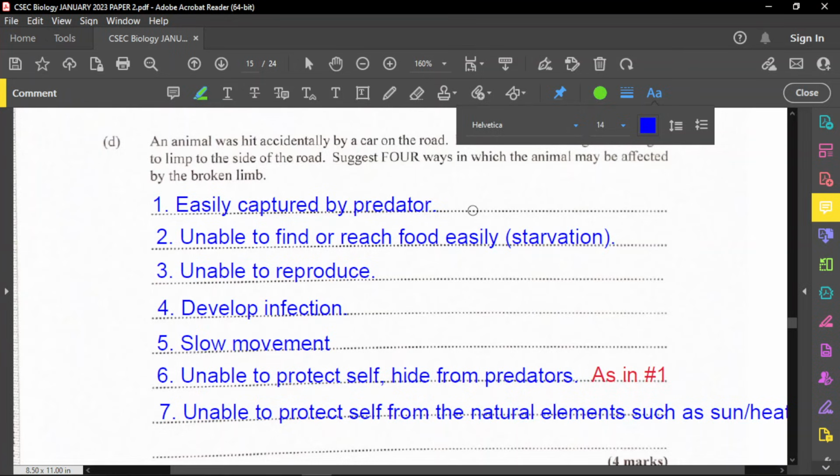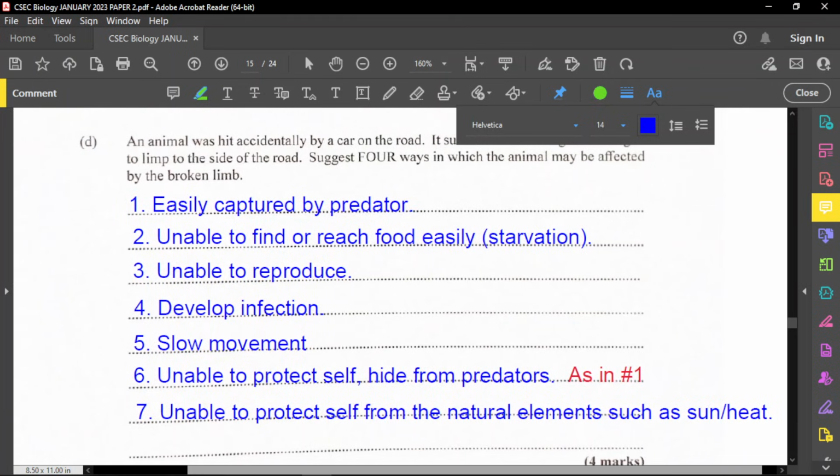And also it may develop some form of infection or disease, maybe slow in movement, and that one ties in with pretty much part 1 and options 1 and 2. Because if you're slow in movement, then you're going to be easily captured and have difficulty finding food. Also, you may be unable to protect yourself, as well as hide from predators, just as part 1 mentioned. But this is a different variation that you can use to answer the question. Unable to protect self from the natural elements, such as sun or heat. So those will be some of the things that the organism may be unable to do.